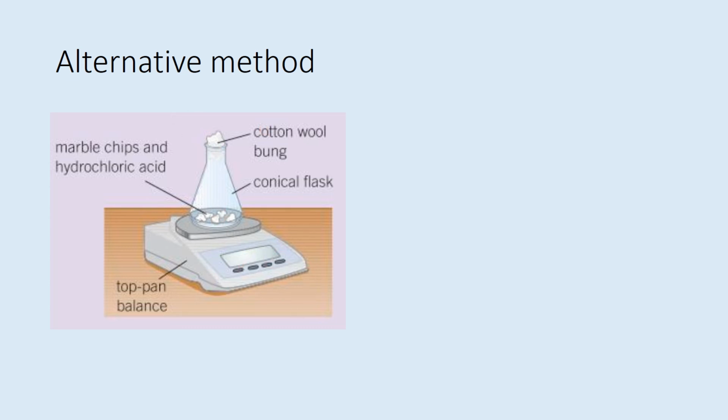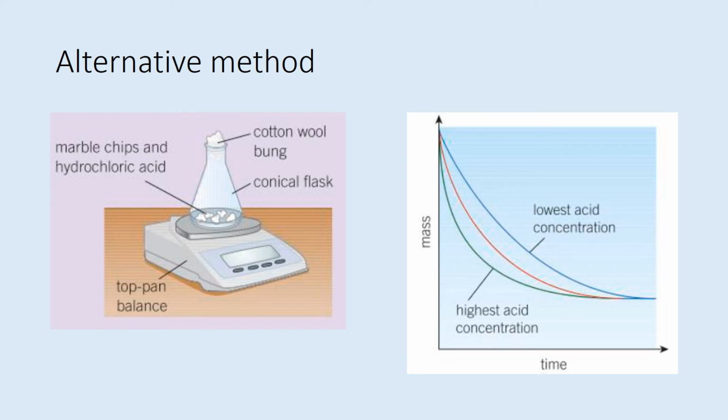That means you will get graphs for differing concentrations which will look something like this. So the blue one will be the lowest acid concentration because it is losing mass the slowest. This is obviously the steepest one here, so that is losing mass the quickest, so the carbon dioxide is being produced the quickest on the highest acid concentration. And again, they're all going flat because that point is where the reaction has finished.